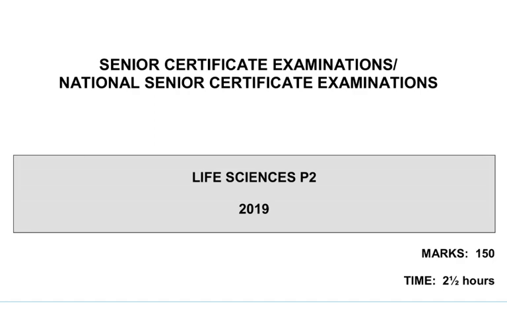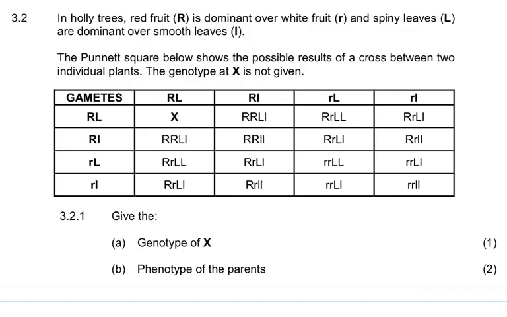Next up, we're going to have a look at a paper from 2019. Now this will be the June paper. And this one falls under question 3.2. And they're telling us, in holly trees, red fruit is dominant over white fruit. So again, let's take our highlighter and highlight red fruit and white fruit.